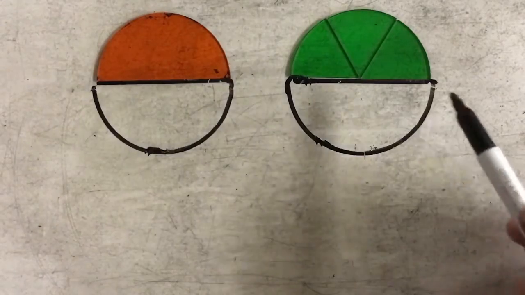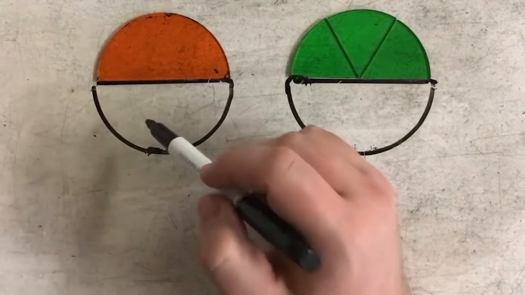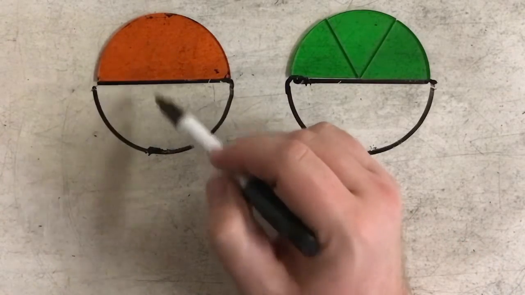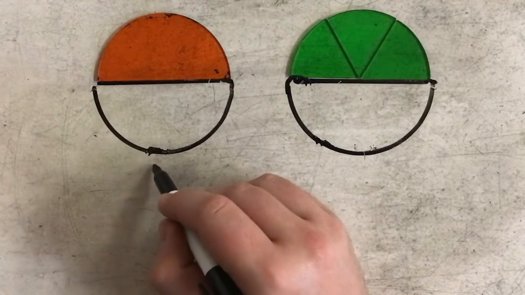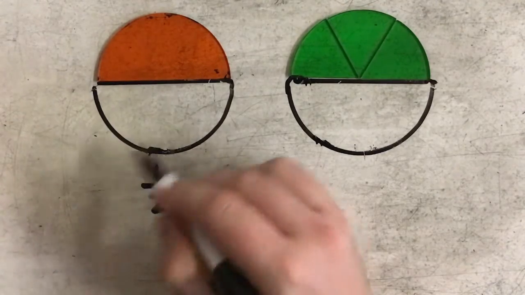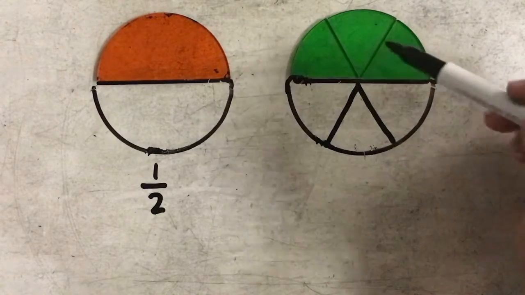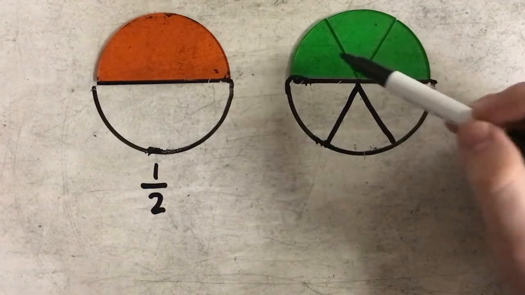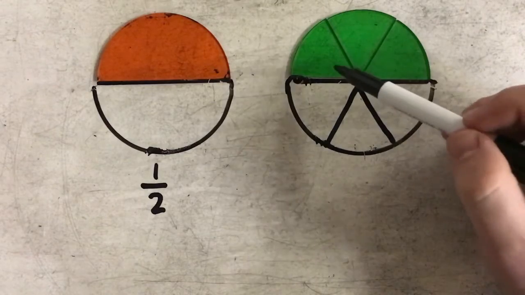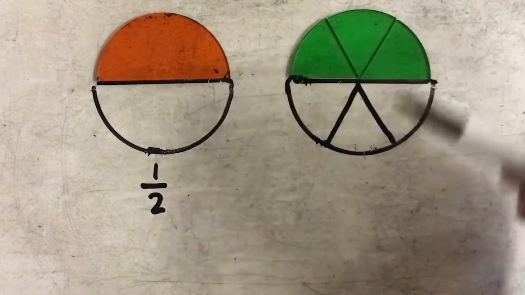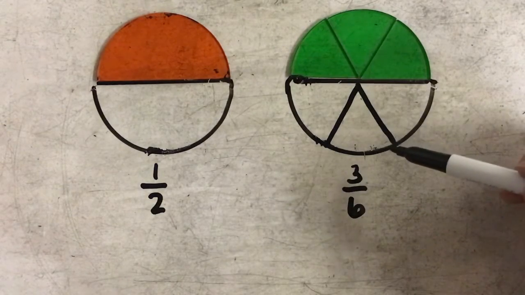So in this example here, I have two circles that have been cut into fractional pieces. The orange circle, you can see, has been cut into two pieces, and one piece has been shaded. So I would say that this fraction is 1/2. For my other model over here, I see that this circle has been cut into 1, 2, 3, 4, 5, 6 pieces, and 3 of the pieces have been shaded in, giving me a fraction of 3/6.